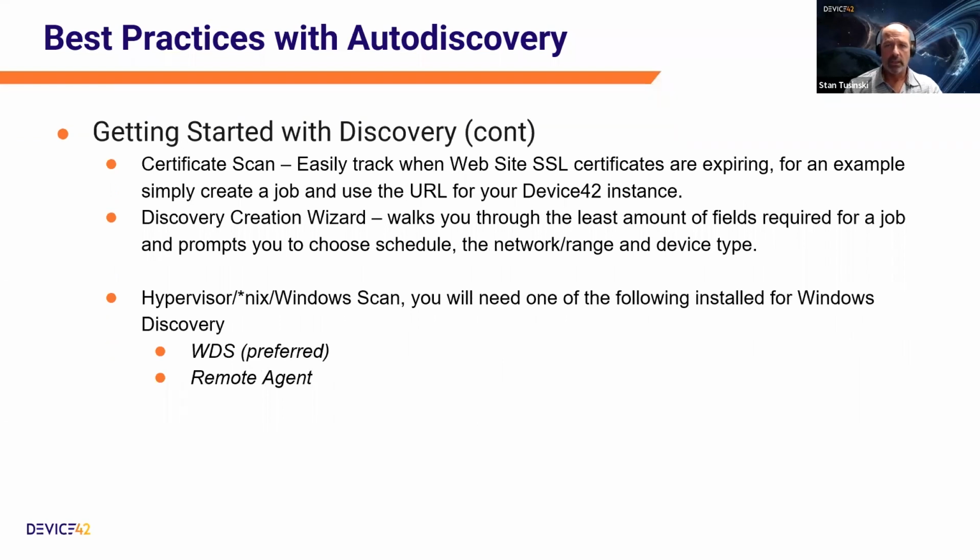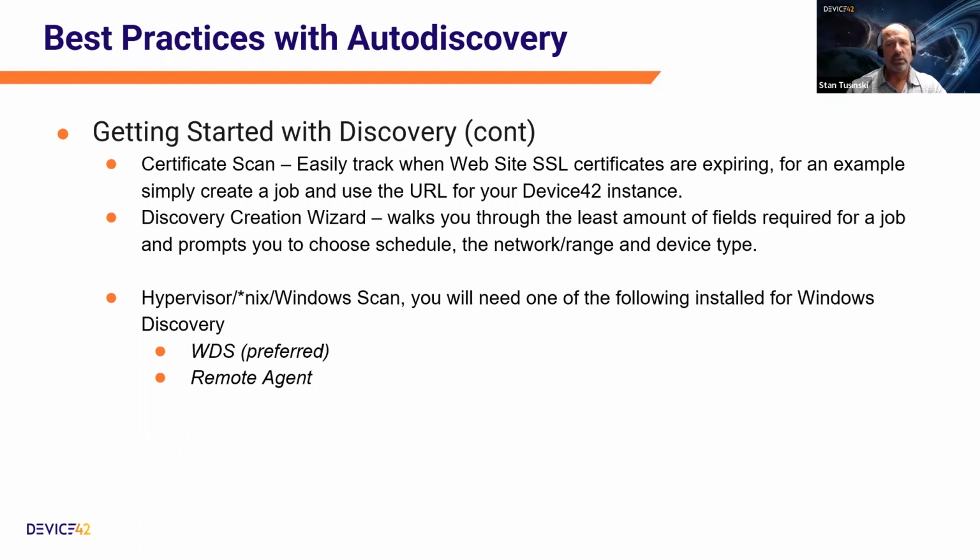So, continuing with getting started, certificate scan. You can easily track when your SSL certificates are expiring. If you'd like to see an example of this, if you're not sure what servers are on your network that are running web servers that have SSL certificates, you could simply create a job and use the URL for your Device42 instance. That'll give you a great example of how that looks. There's also the Discovery Creation Wizard. It walks you through the least amount of fields required for a job, prompts you to choose a schedule and the network range, along with the device type.